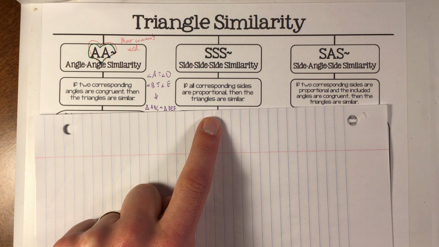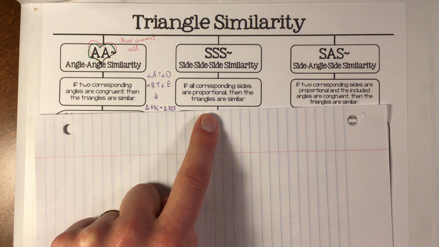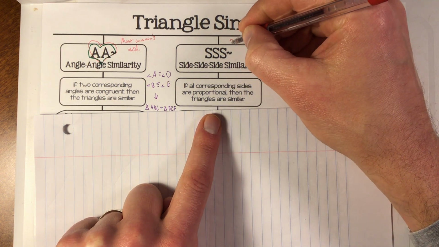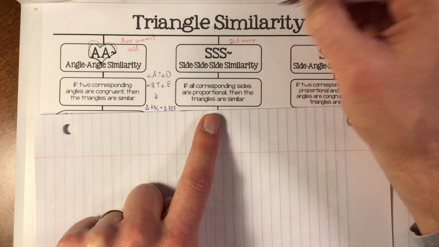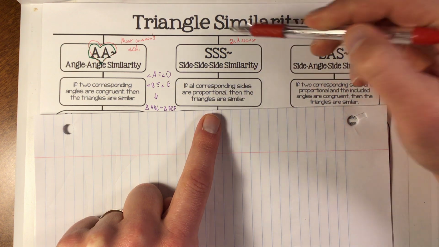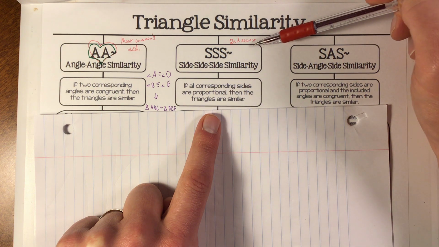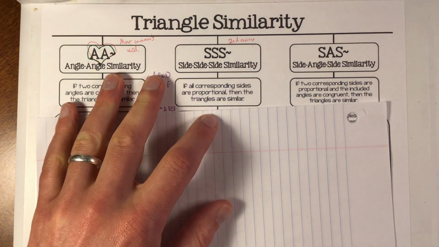This video is going to be using side-side-side similarity, which says if all the corresponding sides are proportional, then the triangles are similar. This is the second easiest method. Some people find this the easiest, but I find the second easiest. I find it's easy to just find two pairs of congruent angles. Some people, though, think this is easier. We'll take a look. You can decide on your own.